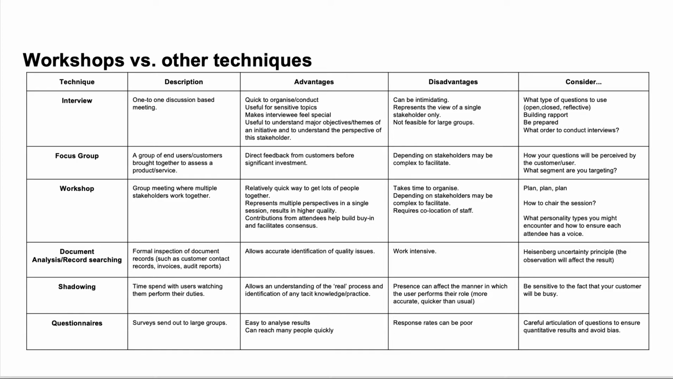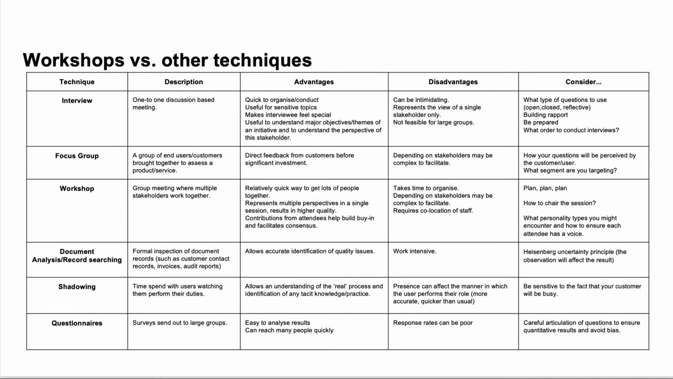Shadowing. This is time spent with users watching them perform their duties. That could be just someone sitting behind you and watching you carry on with your day-to-day duties. The advantage is it allows you to understand the raw process and identify the knowledge and practices that the agent is doing. At the same time, the disadvantage is that the presence can affect the manner in which the user performs their role. Be sensitive to the fact that your customer will be busy. Sometimes when you're shadowing, it can be a bit awkward, and you just need to bear in mind that this person is working and you just silently have to shadow behind them.